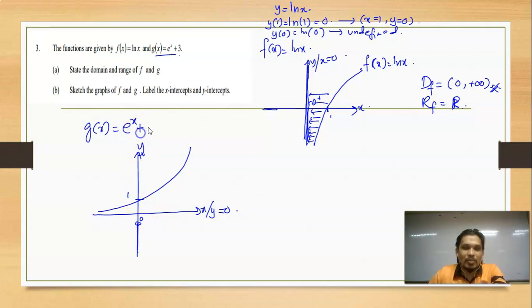Now back to the original question, plus 3. e to the power of 0 plus 3, e power of 0 equal to 1, 1 plus 3 equal to 4. Now just imagine that this graph shifts 3 units above. The shape remains, but it shifts in position from here up to here.